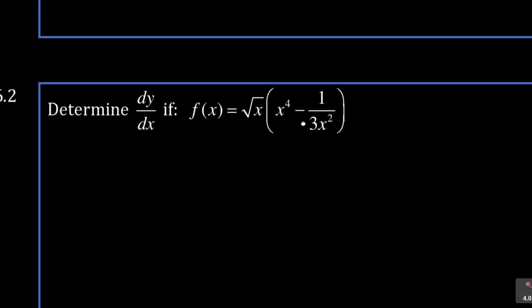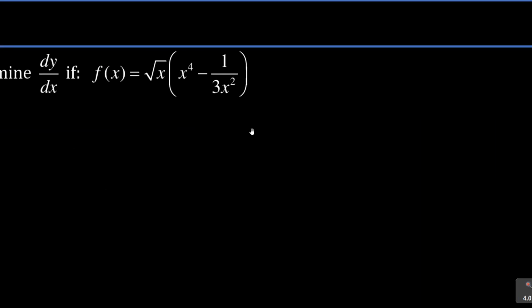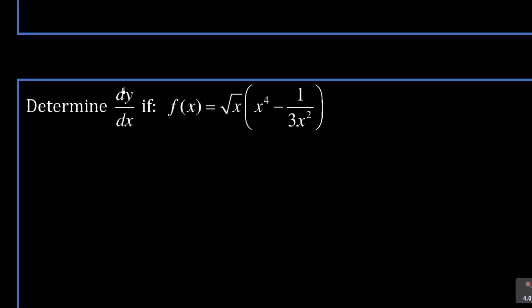Alright, now let's look at the next one. There it is. How many marks? 4 marks. Determine dy over dx, or f of x here. But since they gave f, so you say f prime x.